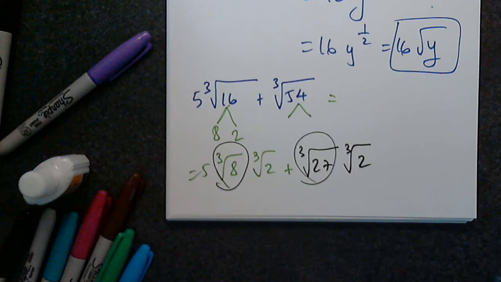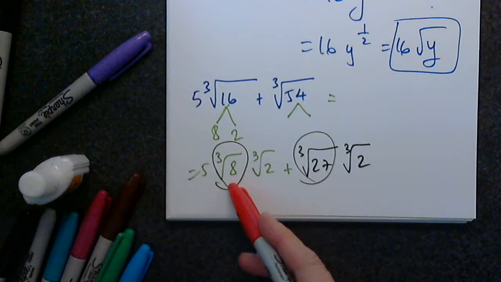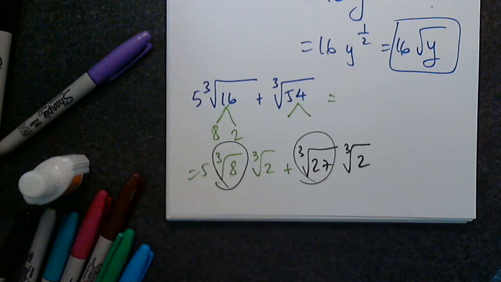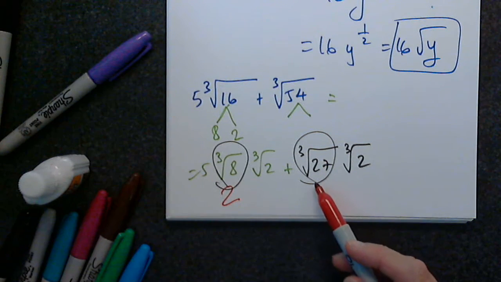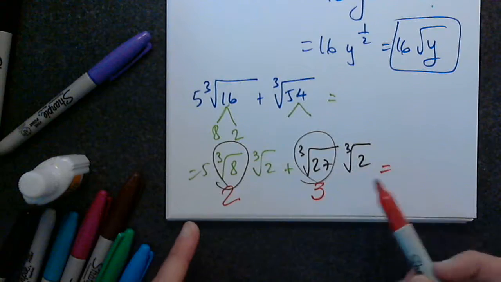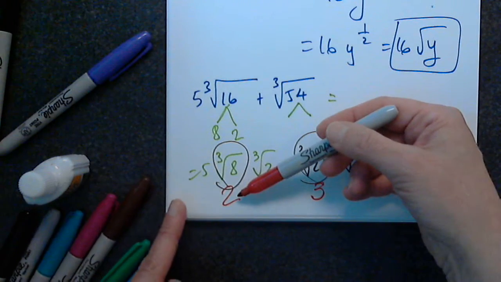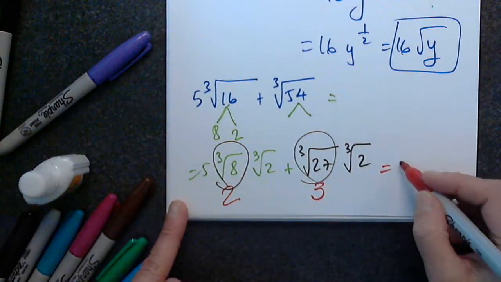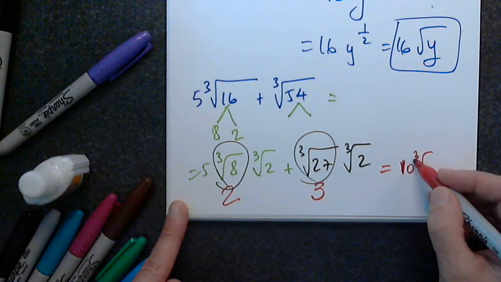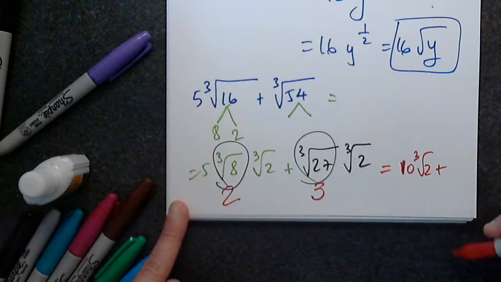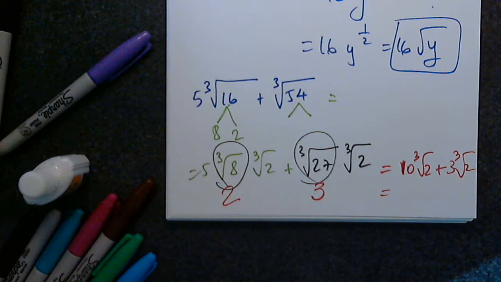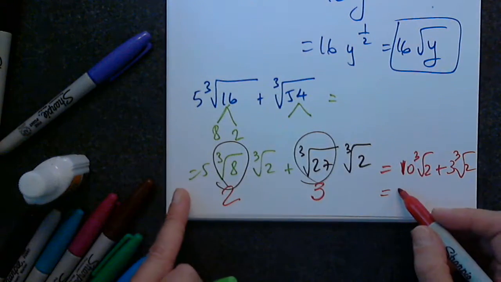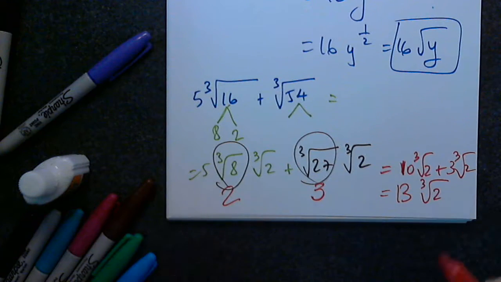How much is this and how much is this? The cube root of 8 is 2. The cube root of 27 is? Very good. Awesome. So now how much is 5 times 2? 10 the cube root of 2 plus 3, the cube root of 2. How much is 10 apples plus 3 apples? 13, the cube root of 2.